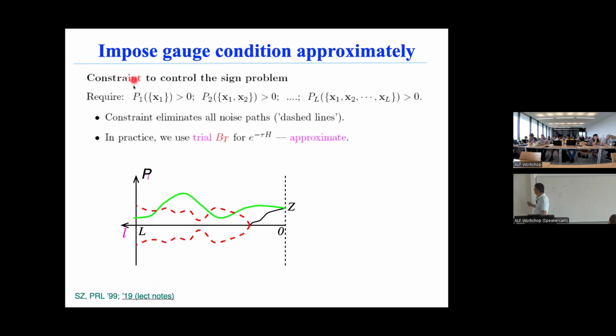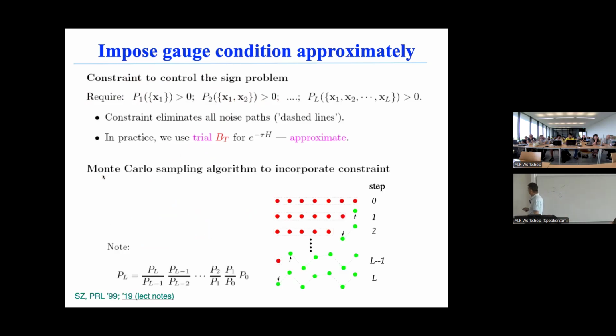So in practice, you want to make this judgment with a trial density matrix. The trial density matrix would tell you that if you're here at the beginning, you want the future evaluated. You want to know whether you touch 0. Okay, so here's the conditional probability. So how do you realize this in a Monte Carlo sampling algorithm to incorporate the constraint.